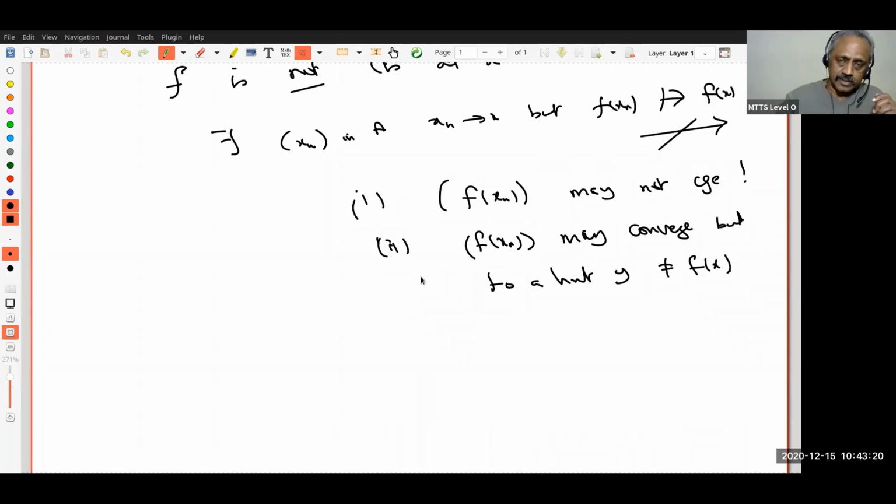What are the possibilities? There is no reason for me to expect that f(xn) must converge. So it may not converge. Next, the sequence f(xn) may converge, but not to f(x). It may converge to a limit which is different from f(x). Please pause and review. We will look at examples to explain all these things.